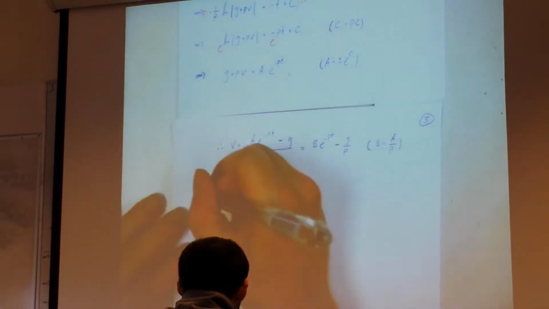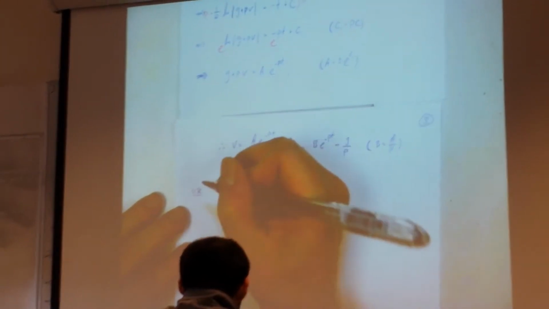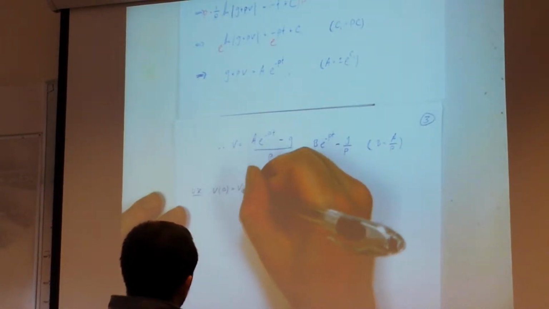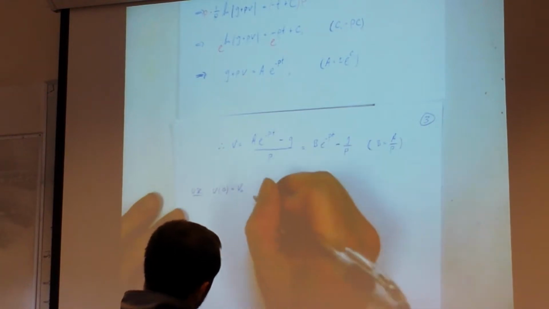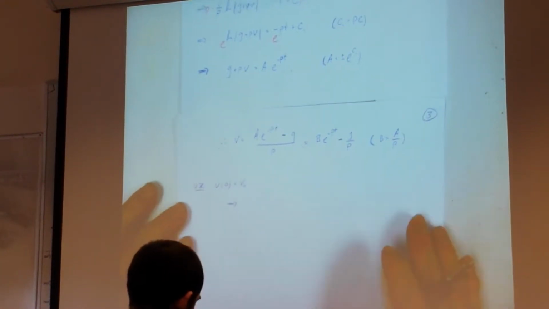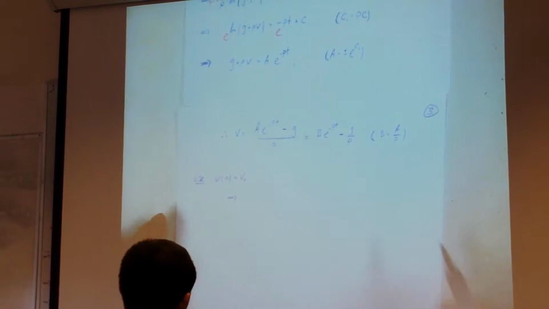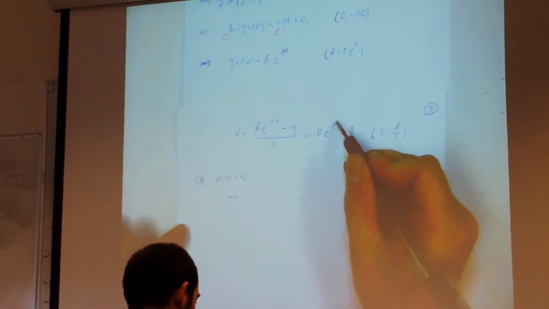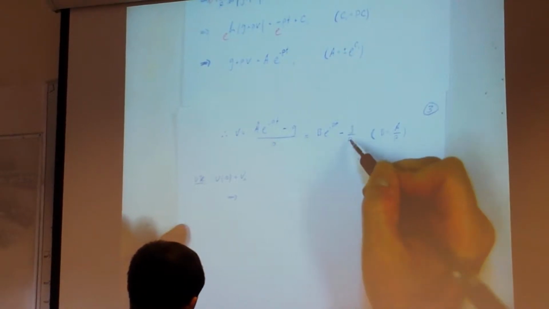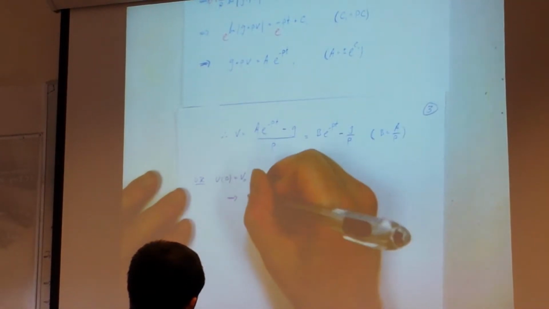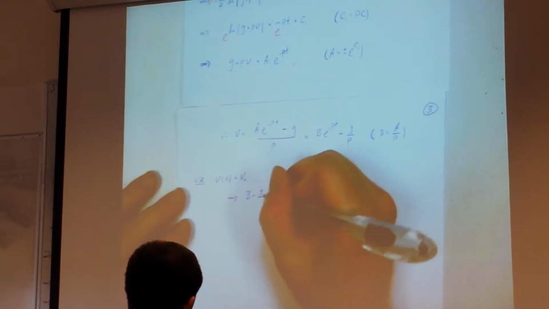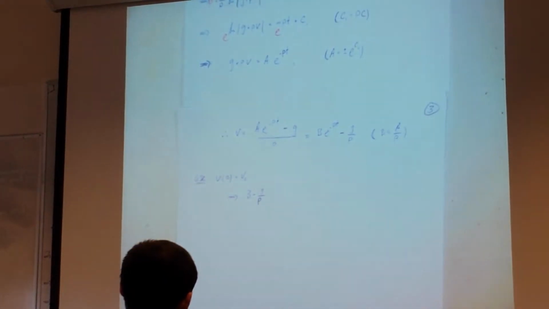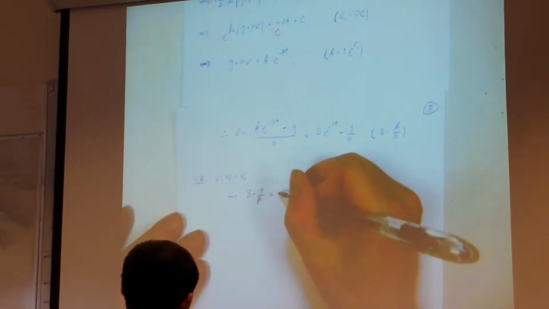Now, if we use our initial condition, well, we didn't really have one, but v of 0 is equal to what we're going to call v naught. So put in 0 for t, what do we get over there? Now, e to the 0 is just 1, so I'm going to get b minus g over rho. That equals v naught.